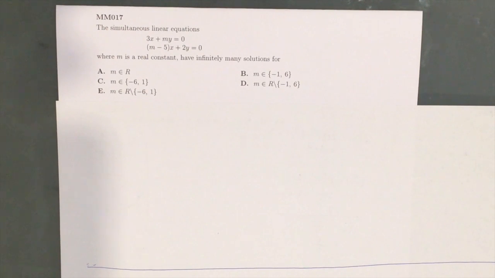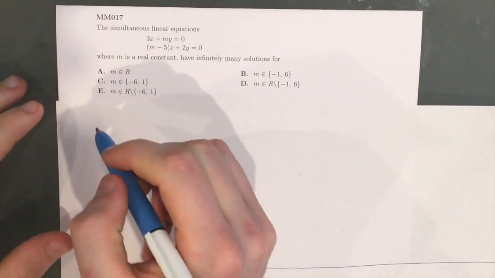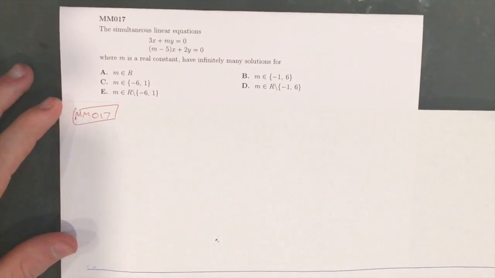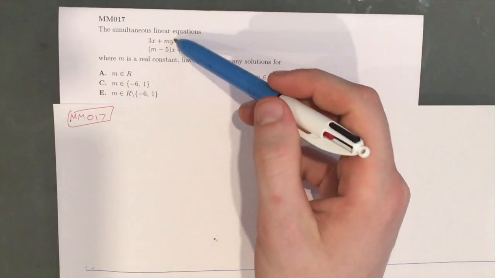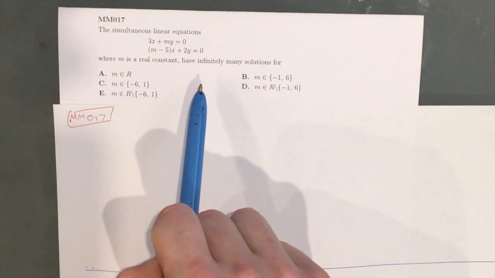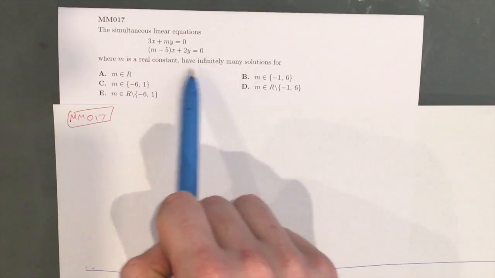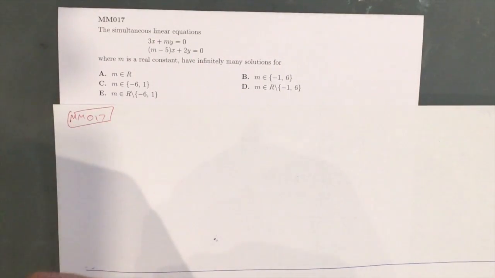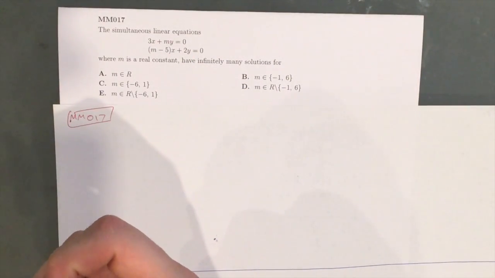Hey guys, this is question MM017 of the Sharpen Maths Methods Study Guide. This question is specifically talking about simultaneous linear equations. We've got a constant m within these equations and we need to find the value of m that produces infinitely many solutions between these two equations. What it means by solutions is points of intersection.